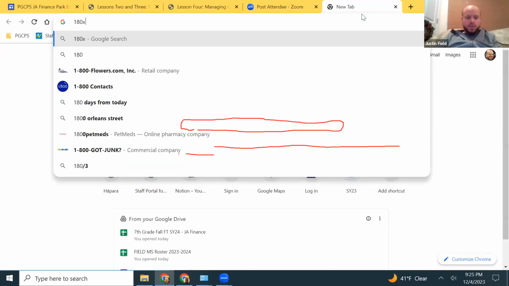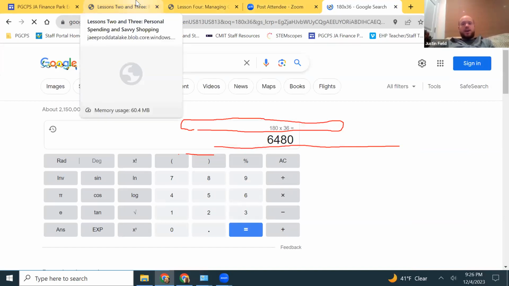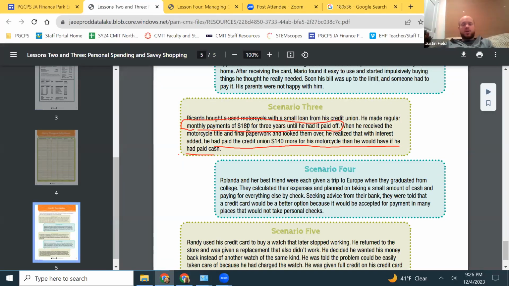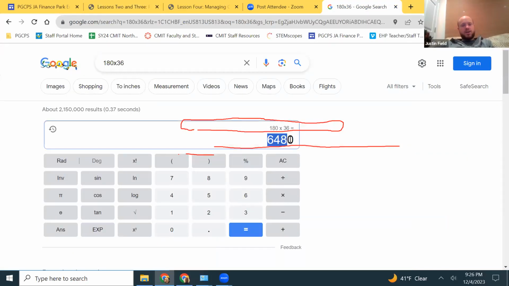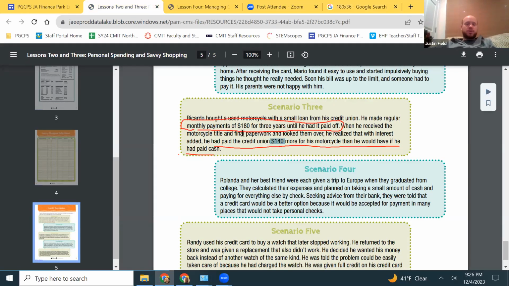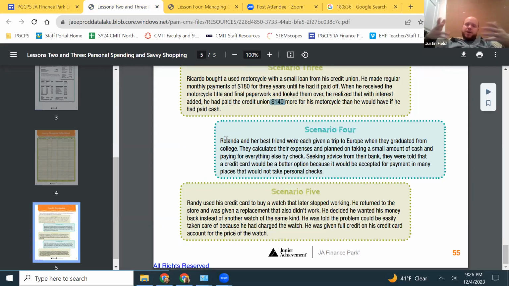180 times 36. So his motorcycle was $6,480. And I don't think he had that much, but I think he could afford $180 every month. And also, if he only paid $140 more, well, that's actually not bad because his motorcycle was $6,480. So just paying an extra $140 for something he could afford, that's pretty good. Ricardo, I don't really think that's bad. But when you do borrow money, you do have to pay more.